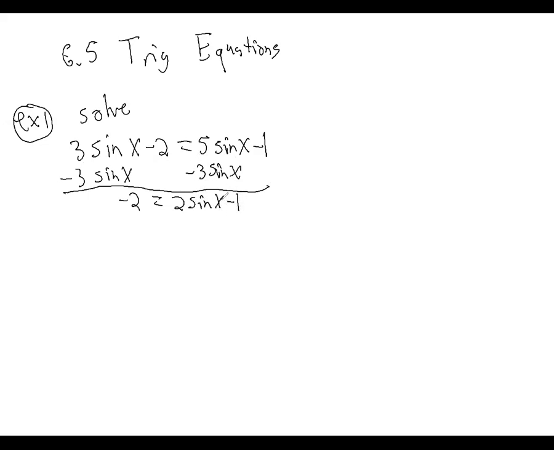So now there's only a single sine on the right side, but now this -1 and the 2 being multiplied, we need to get rid of them. To do so, we add 1 to both sides, which will give us -1 is equal to 2 sine of x. And then we want to divide both sides by 2, which will give us -1/2 is equal to sine of x. So we now have the sine term isolated.